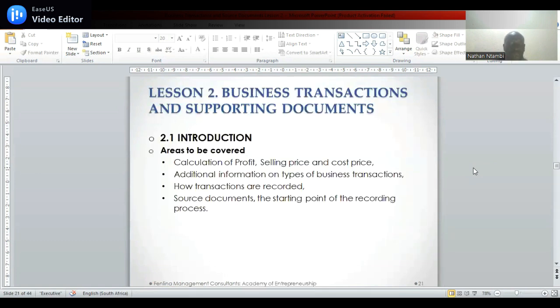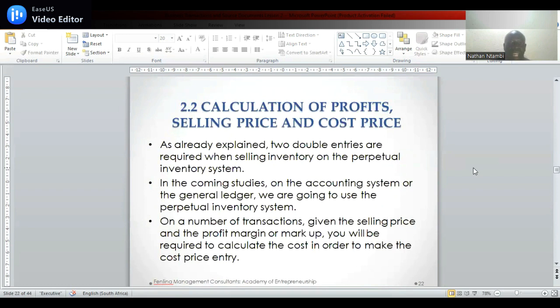Lesson 2, business transactions and supporting documents. Areas to be covered are calculation of profit, selling price, and cost price. Additional information on types of business transactions, how transactions are recorded, and source documents as the starting point of the recording process. As already explained, 2 double entries are required when selling inventory on the perpetual inventory system.